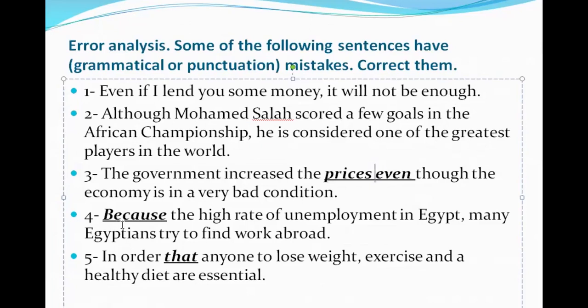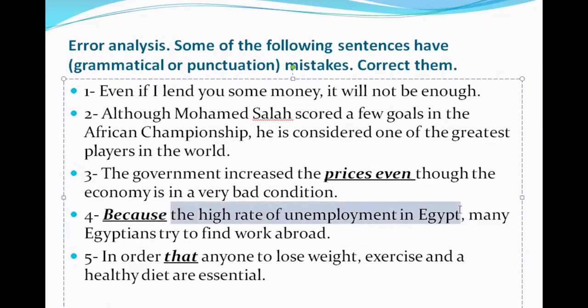Look at number 4. Because the high rate of unemployment in Egypt, many Egyptians try to find work abroad. There is a problem here. We said before that if you use because, you have to have a subject and a verb, a complete clause. But you don't have a subject and a verb here. The high rate of unemployment in Egypt, there's no verb.